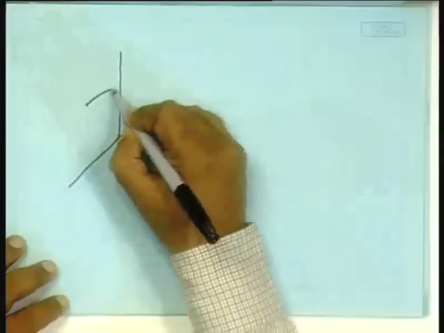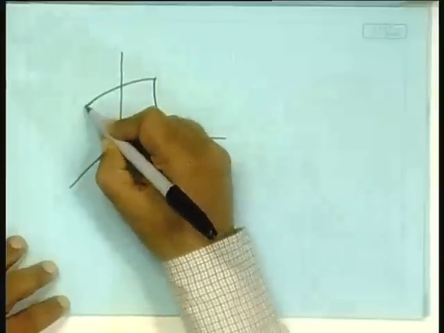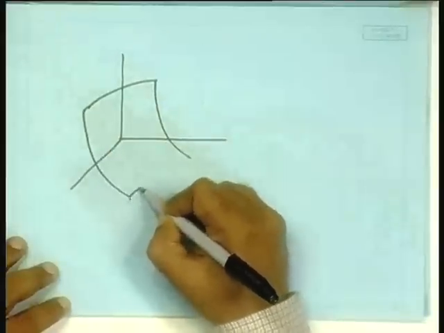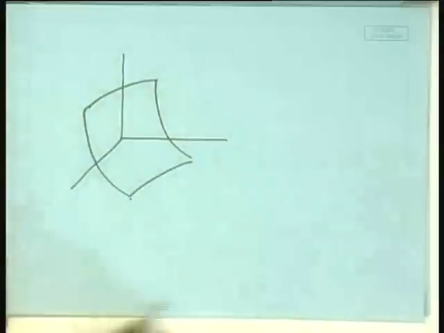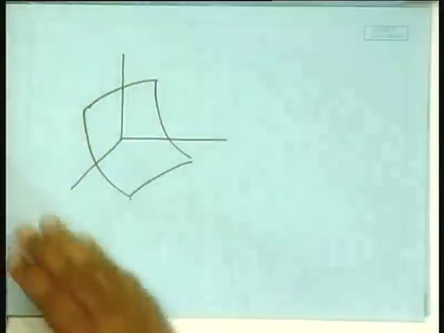So, it will be a surface. Suppose it is a surface like this. Can you see a surface like this? There is no reason for it to be a straight surface or something like that. But then the motion in the configuration space is always constrained to the surface.